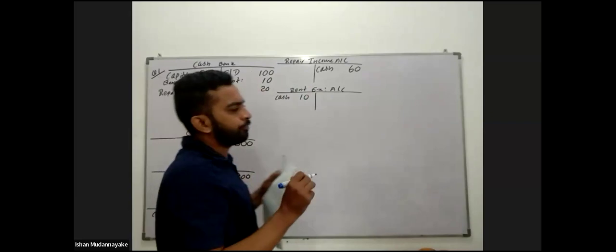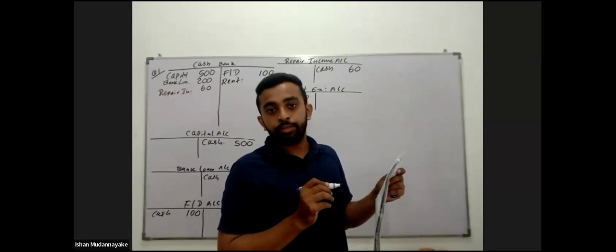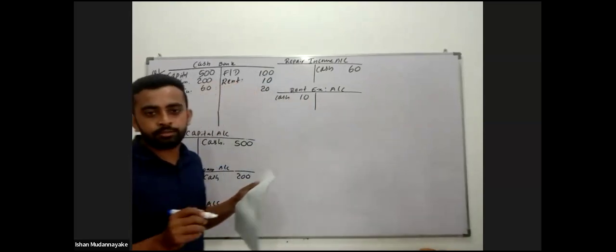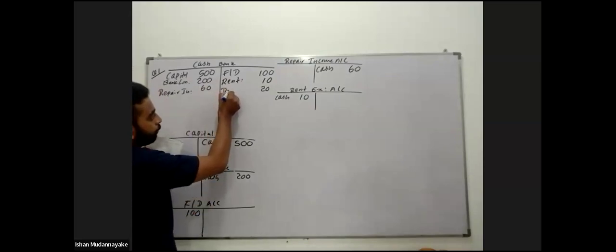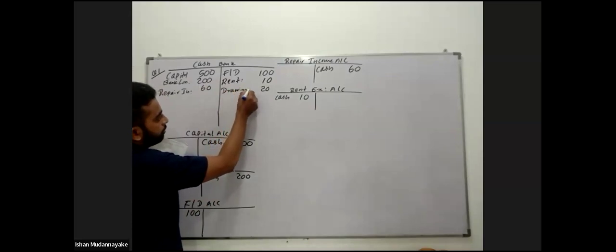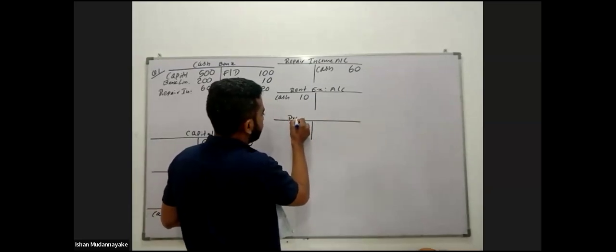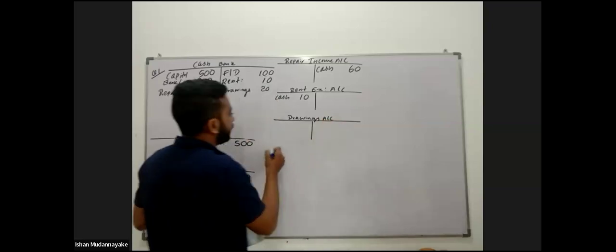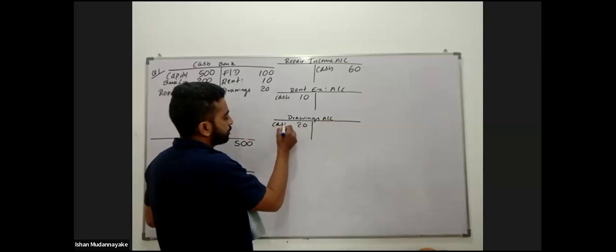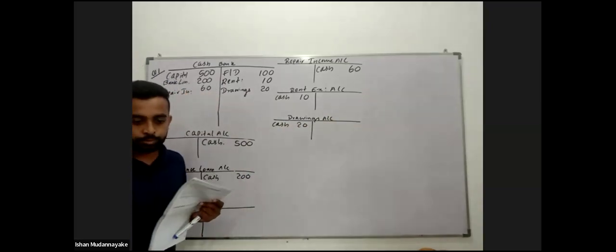Students, what's the technical term for this 20,000? Drawings. So cash book credit 20,000, the description is drawings. And then drawings account debit 20,000. Cash book credit, drawings account debit.